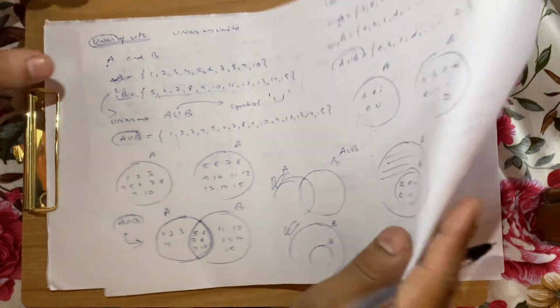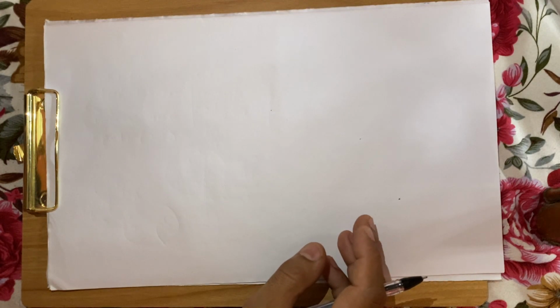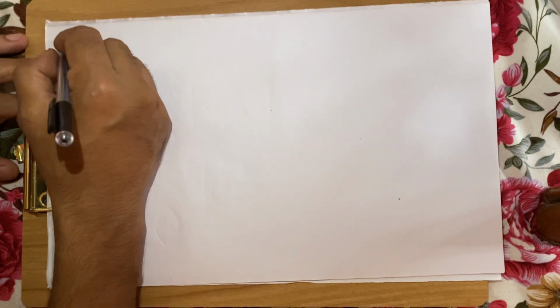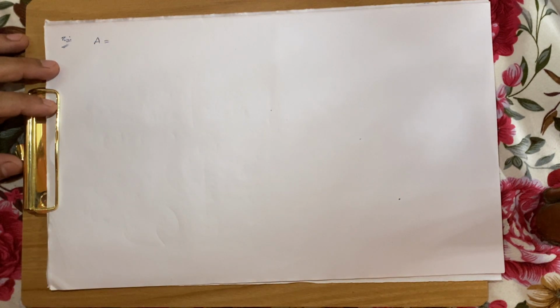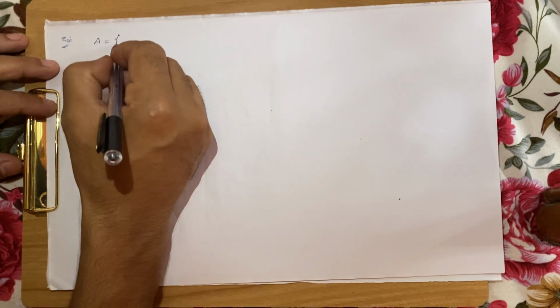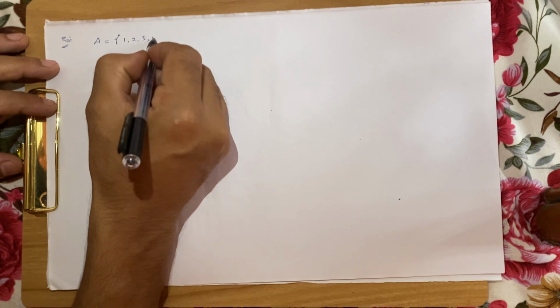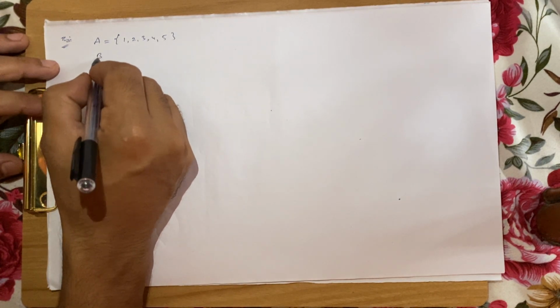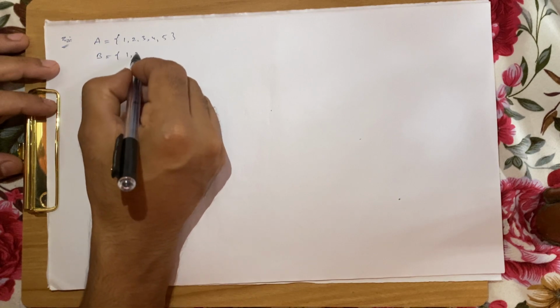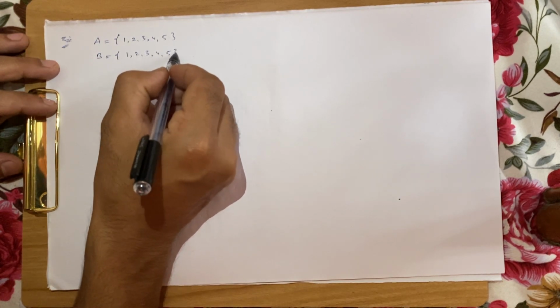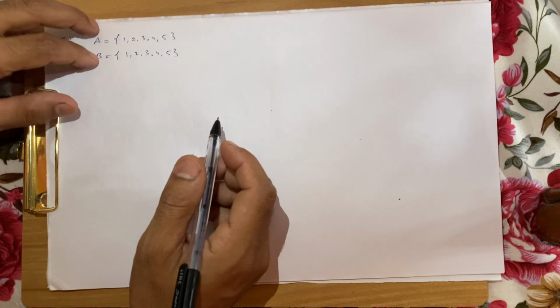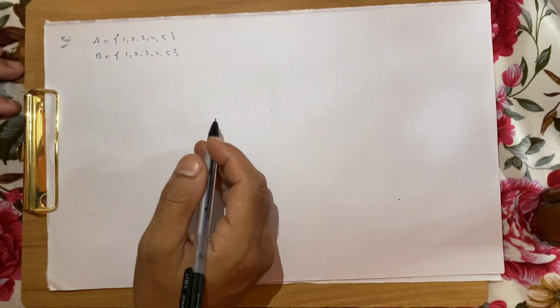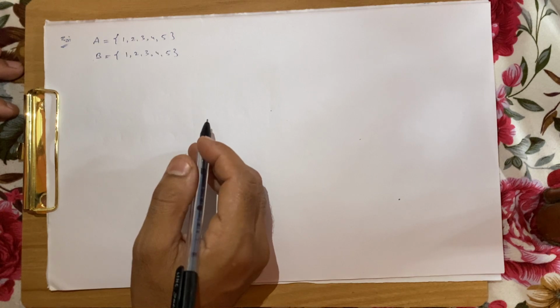Now let's take another example. Let's say we have two sets. This is a set A, which is the set of natural numbers from 1 to 5: 1, 2, 3, 4, and 5. And there is a set B, which is also 1, 2, 3, 4, and 5. So basically what I want to say is, if I take an example in which both the sets are equal, then let's see how the Venn diagram for A union B will look.